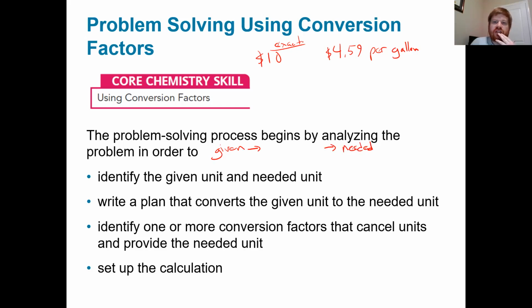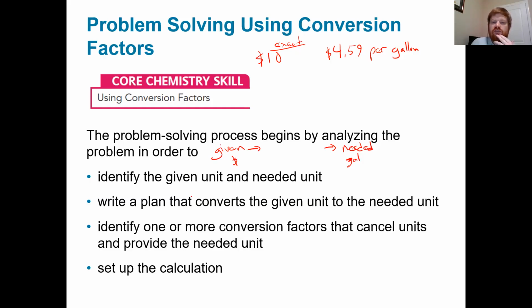So now in this case, we need the gallon amount, and we're given the dollar amount because we know we only have $10 to spend. Okay, step 2, write a plan that converts the given unit to the needed unit.